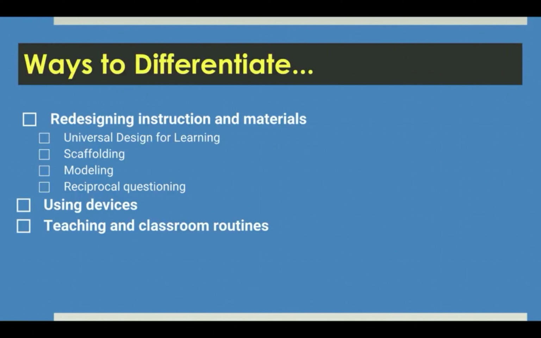So you can differentiate your instruction in a number of ways. You can redesign instruction in materials, and we'll talk through each of these. So universal design for learning, scaffolding, modeling, and reciprocal questioning are all methods or modes of differentiation using instruction and materials. You can also use devices, and you can modify your teaching and classroom routines as a way to differentiate.